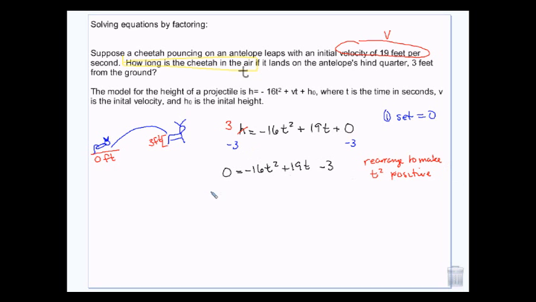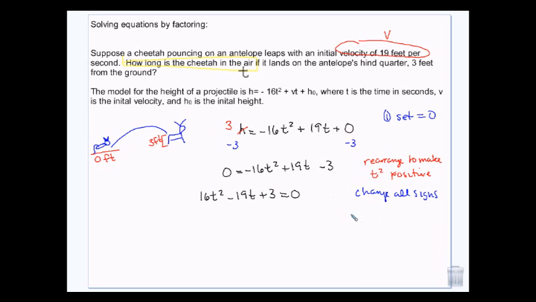Essentially, I'm going to change all the signs. So I've changed all the signs, and I flipped it around the equal sign because I like my t squareds over here. They don't have to be on that side, I just think it's prettier. And of course the sign on the 0 didn't change because 0 doesn't have a sign. Okay, so now I have 16t squared minus 19t plus 3.